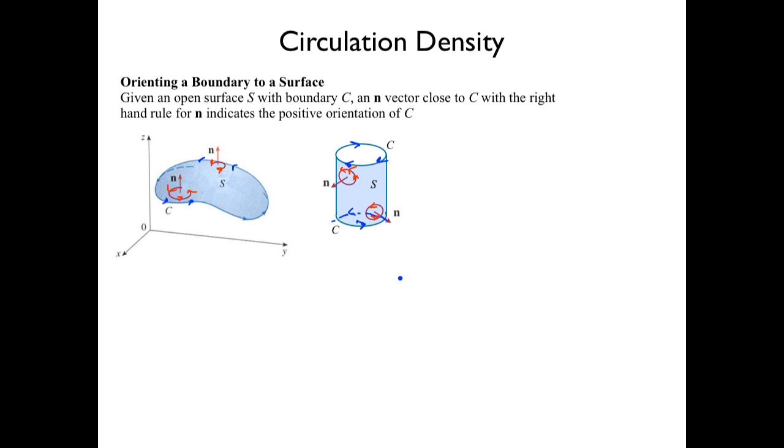Now this is consistent with what we said about the walking thing, right? If you're walking on the boundary such that your head is pointing in the direction of n, then the surface would be on your left. So if you're walking on the boundary, you could either walk this way, or you could walk this way. You want to have from toes to head pointing like a vector this way up, and then the surface would be on your left, and that would determine the orientation of C. So that should work on these two as well.